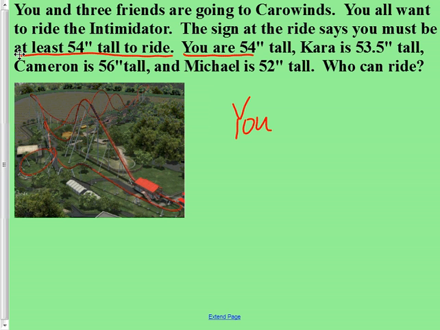Kara is 53 and 5/10 inches tall. That's not tall enough because it's less than 54 inches. Cameron is 56 inches tall, so Cameron can ride because Cameron is at least 54 inches tall. Remember, at least 54 inches tall is going to mean 54 inches tall or taller. And Michael is not going to be able to ride because Michael is 52 inches tall. So you and Cameron are going to get to ride while Kara and Michael get to go pick out something else to do. So let's look at inequalities and what the symbols are that we use for those.